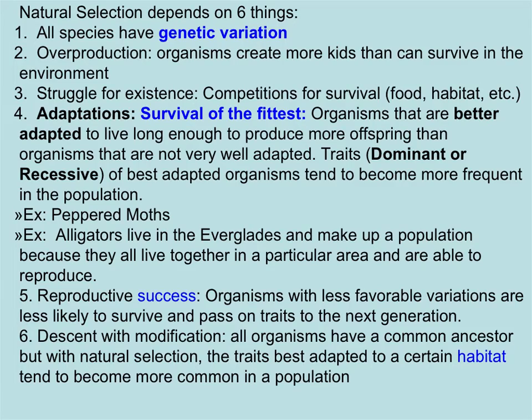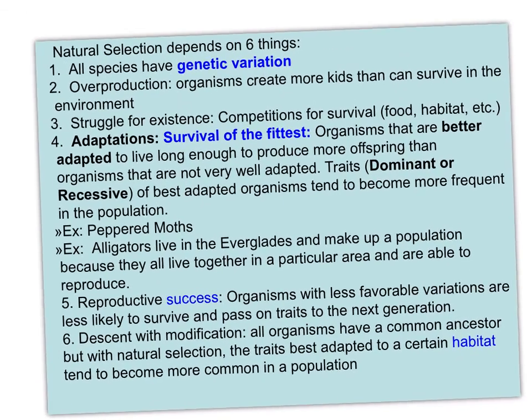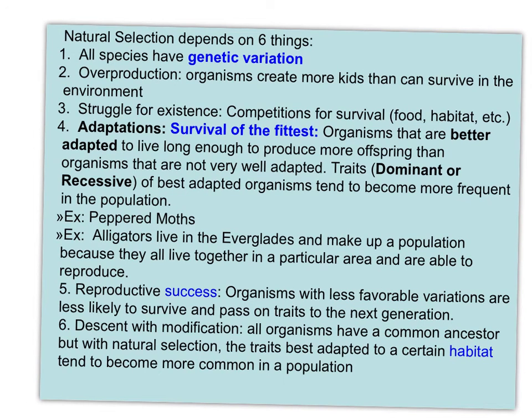Okay, so getting more into natural selection, there's 6 things that we see that natural selection depends on. One of those things is that all species have some genetic variation. Remember, that's genetic differences. Again, if we don't have any genetic differences, everything's exactly the same, then what kills one thing's going to kill everything. Okay, there's no differences. There's nothing to pick from to see what are the best traits. The second thing is overproduction. Organisms create more kids, more offspring than can survive in the environment.